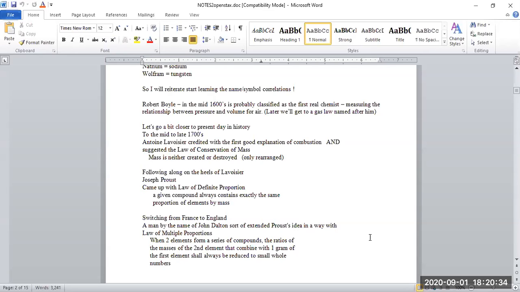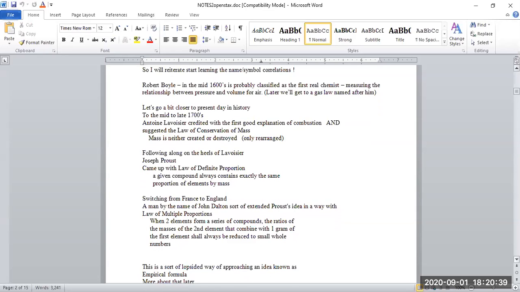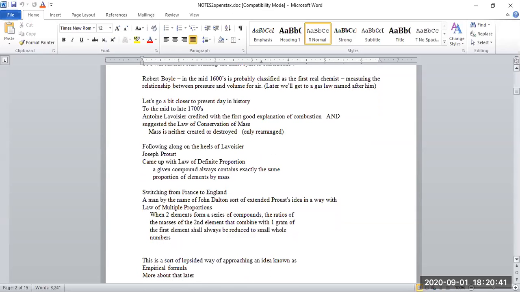So we're actually kind of heading into something that might pass for real chemistry at this point. He came up with this thing called the law of definite proportions. So a given compound always contains exactly the same proportion of elements by mass. So think about this, okay?